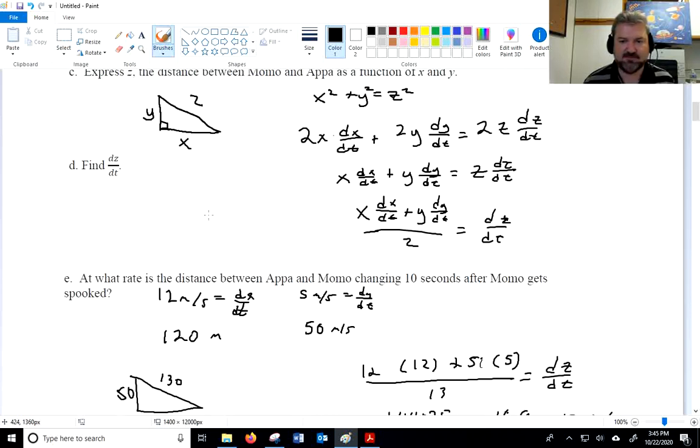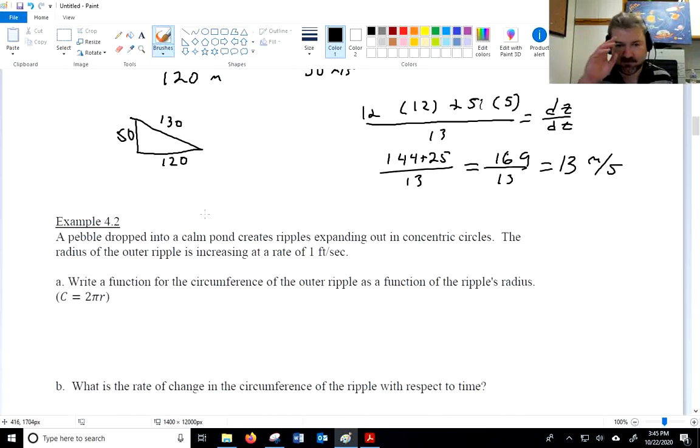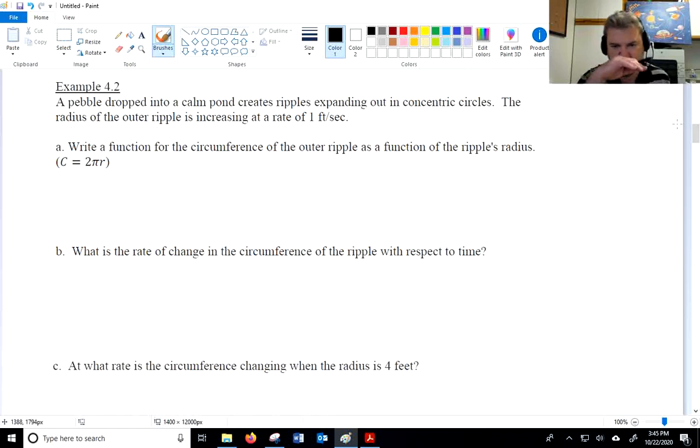Okay, a pebble dropped into a calm pond creates ripples expanding out in concentric circles. The radius of the outer ripple is increasing at a rate of 1 foot per second. Write a function for the circumference of the outer ripple as a function of the ripple's radius. Well, we already know that C equals 2 pi r. We got the equation right there. So that's basically how we're going to do it. The circumference of the outer ripple is 2 times pi times r.